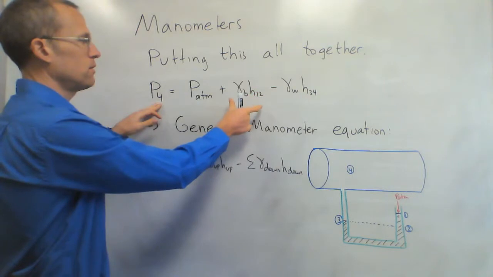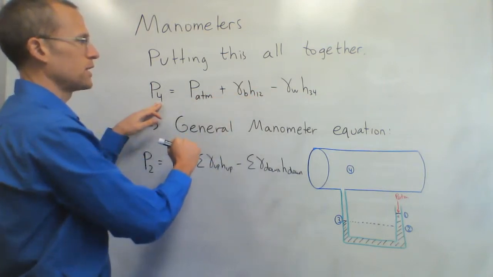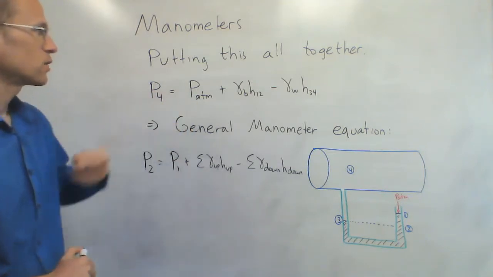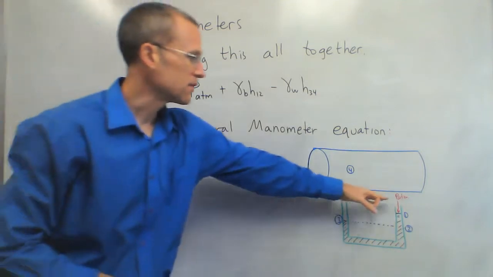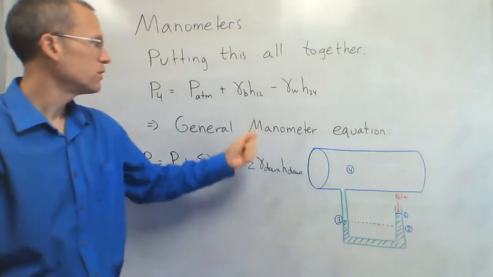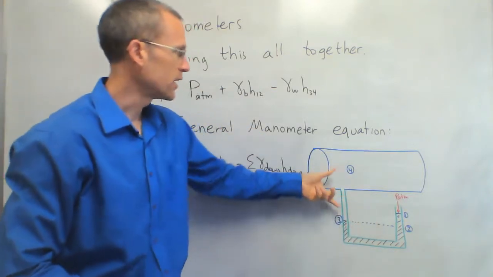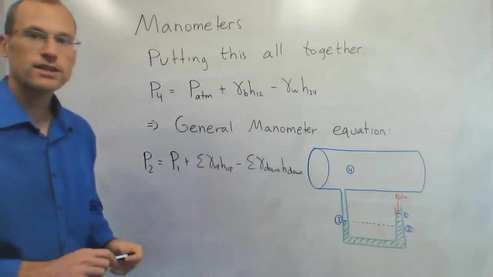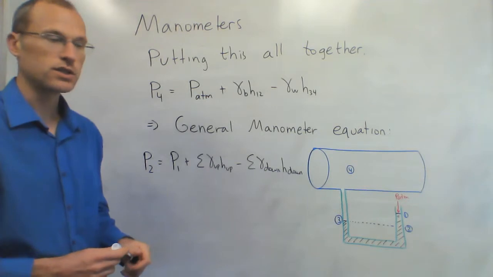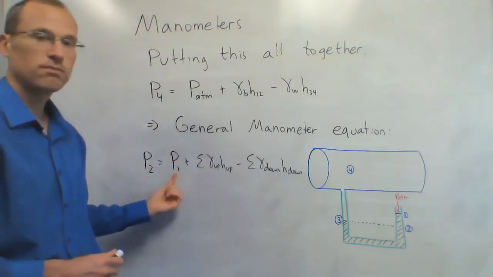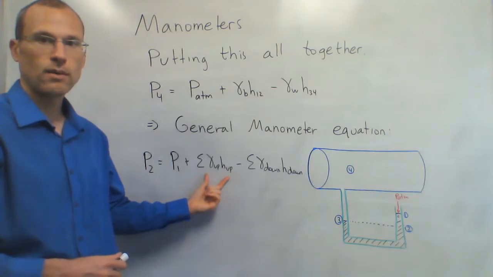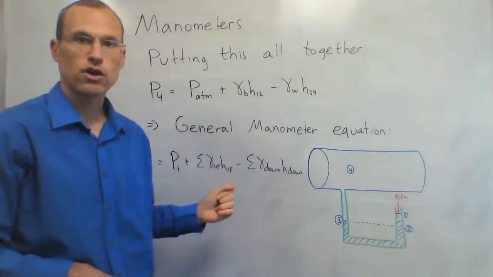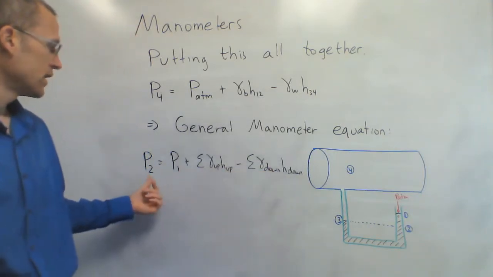P3 was P2, P2 was P1 plus gamma B H12, but P1 was P atmospheric. So putting all that back into the equation for P4, this is the equation I get. Start with P atmospheric, I go down 1, 2, so I add that hydrostatic pressure contribution, then I go up 3, 4, so I take away that hydrostatic pressure contribution. This process leads to what we call the general manometer equation. I start at some location P1, I add a bunch of hydrostatic pressure contributions however many times I go down, subtract however many times I go up, and eventually I end up with whatever pressure I'm dealing with.